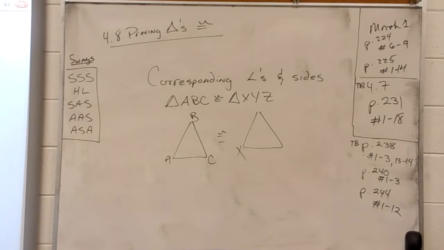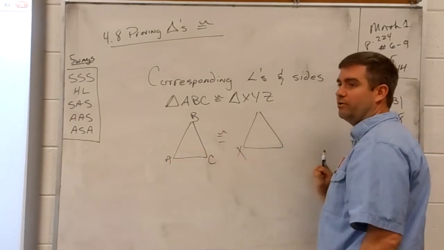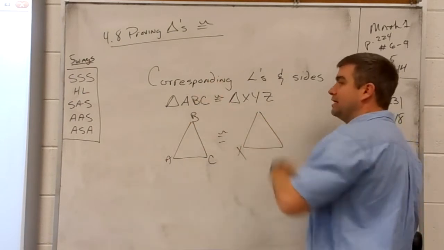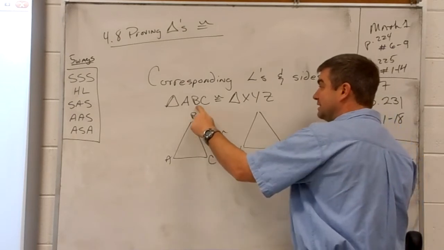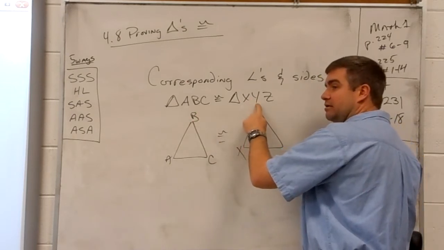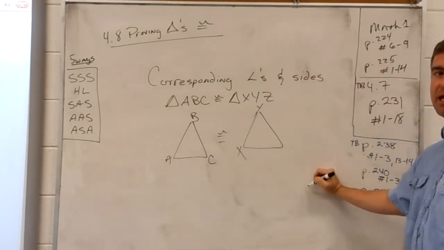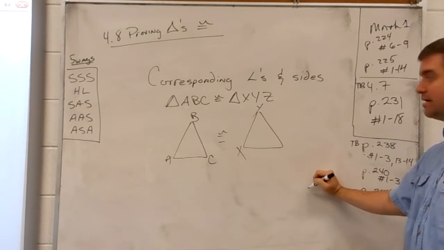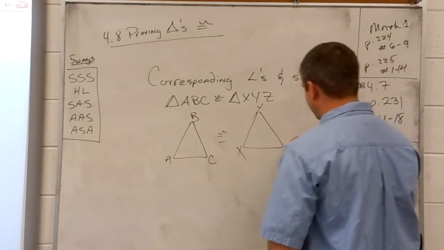If angle A is 60, then angle X has to be 60. If angle A is 100, then angle X has to be 100. They are congruent. So if this triangle is congruent to this triangle, then angle A has to be congruent to angle X, by corresponding angles. Angle B is in the second slot. What's in the second slot over here? Angle Y. So where does Y go? Right there on the top. Same thing for C. What does C match up with? Z. So I put a Z right there.